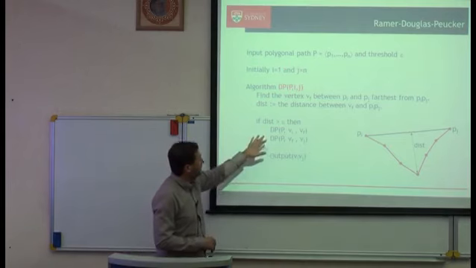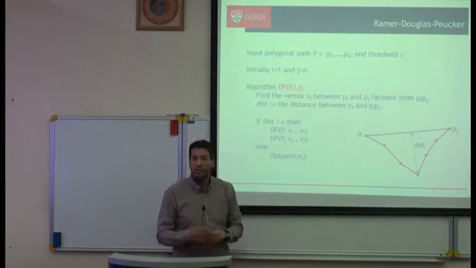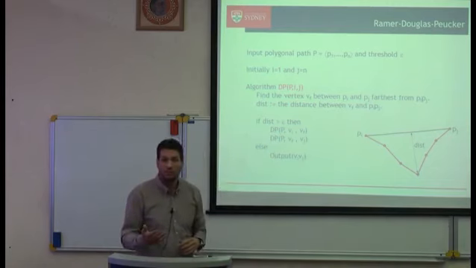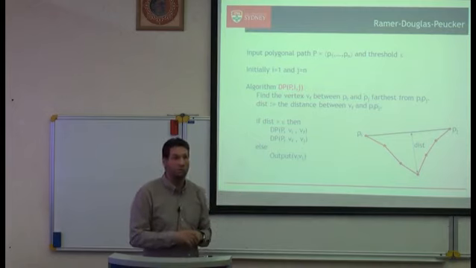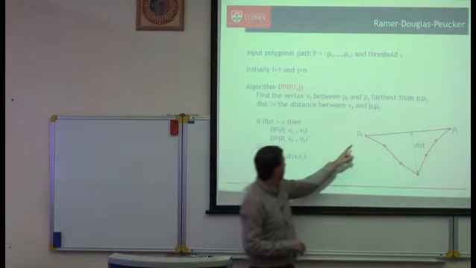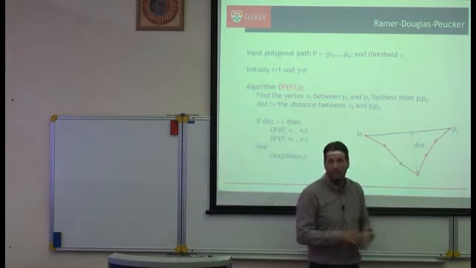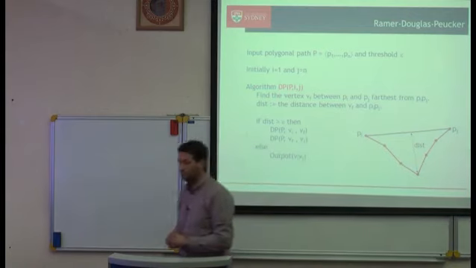Okay, so if distance is greater than epsilon, well, then we're not happy with the simplification. So we split there, and we recursively look for a simplification of the two subpaths. And otherwise, we just output VI, VJ as our simplification. Okay.